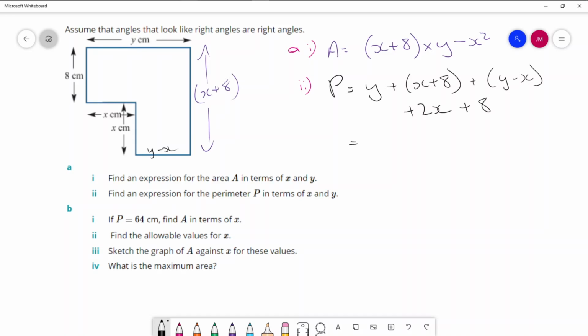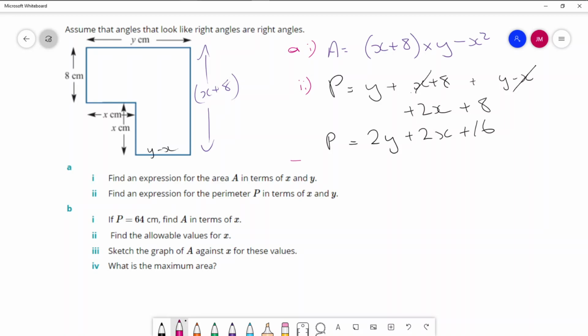So I can collect all that mess. What's it going to be? x plus 8 plus 2x is 3x, and then minus an x there, so I'm going to have 2x at the end. I'm just going to get rid of my brackets to make it easier for myself. Collecting like terms, x minus x drops off. I've got 2 lots of y, 2 lots of x, and 2 lots of 8, so that's plus 16. Alright, I'll leave it at that. So there's my perimeter and my area.